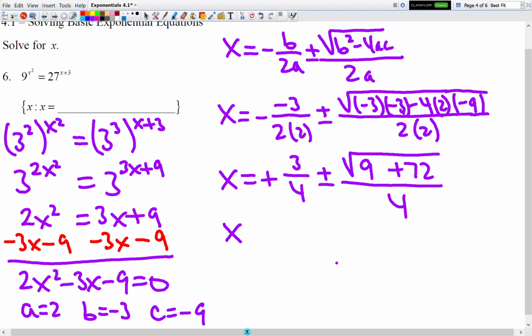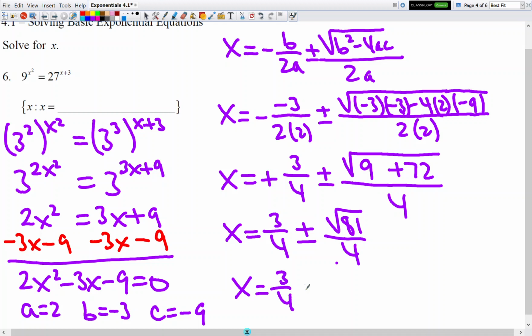The first fraction stays the same, 3/4. I'll stop writing the positive sign for now because you don't need to. This is the square root of 81 over 4, and 81 is a perfect square, so that will be a 9. So x equals 3/4 plus or minus 9/4. You can't just leave your answer like this, because a lot of kids leave it without realizing that these denominators match, and these are like terms. They can be combined.